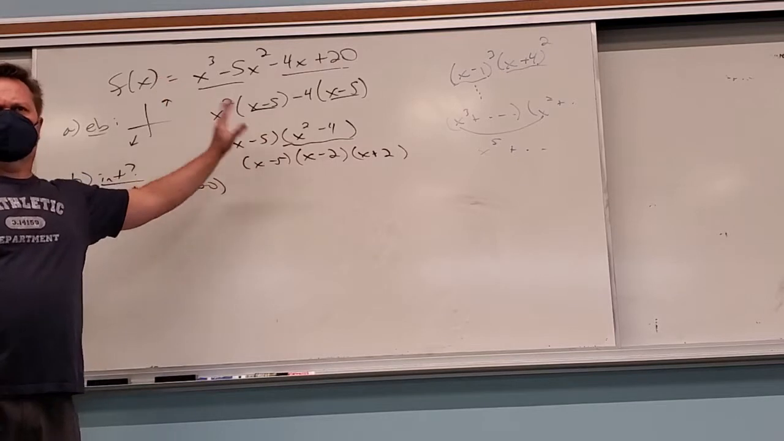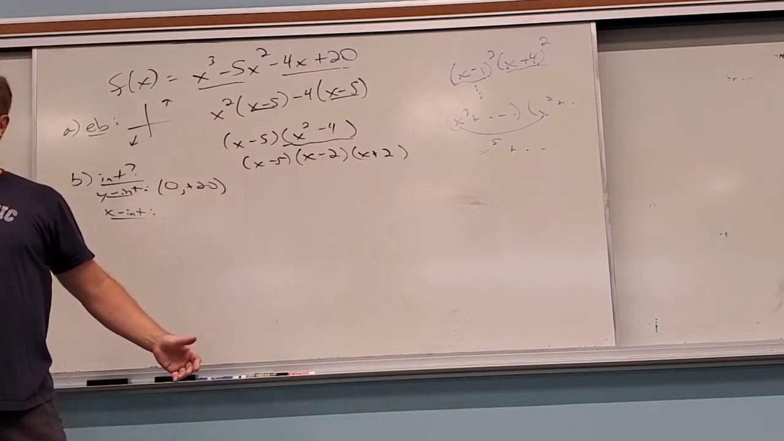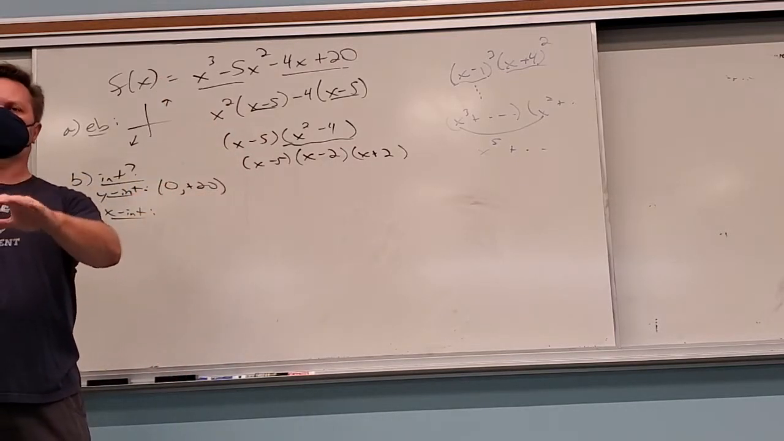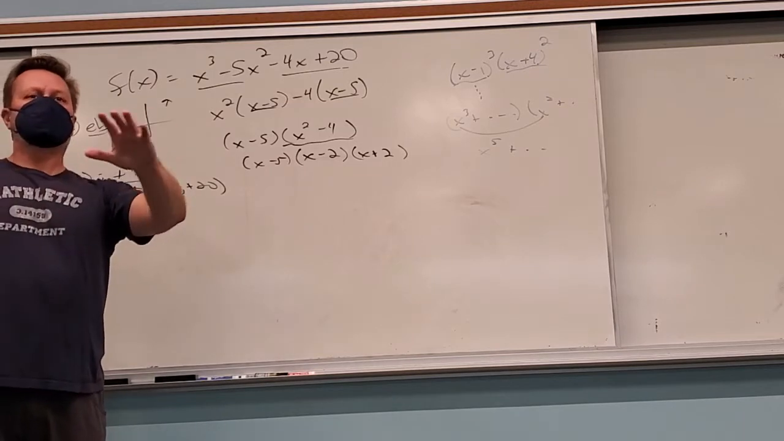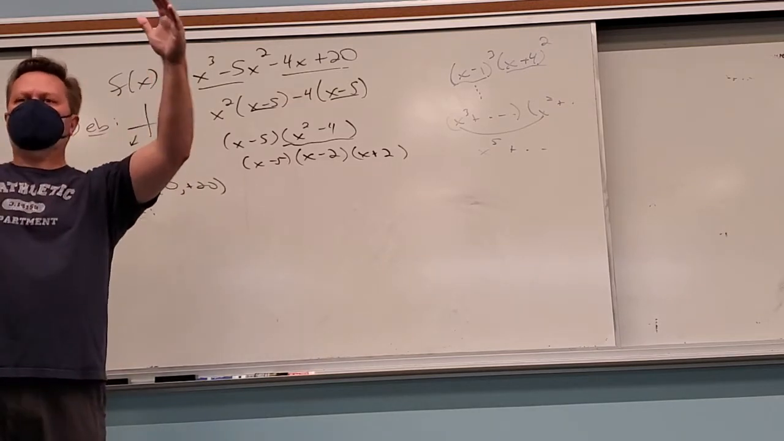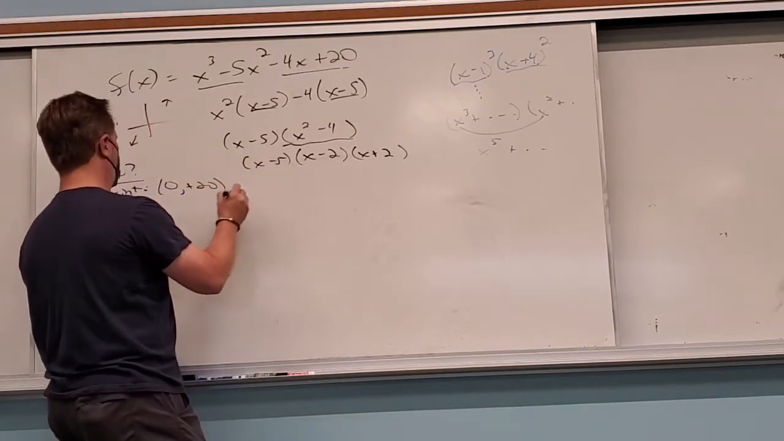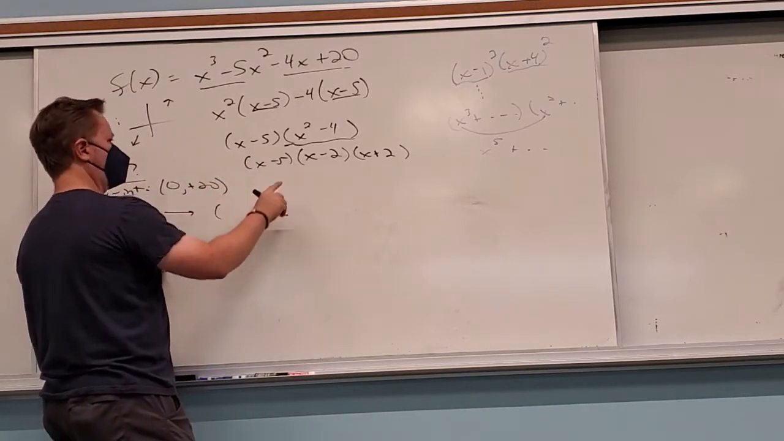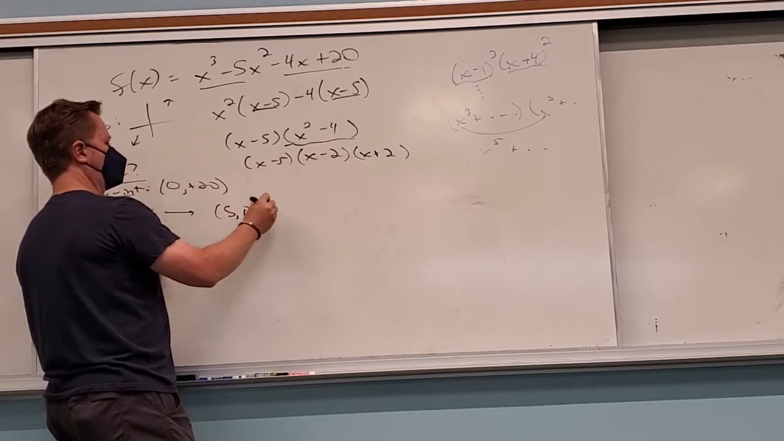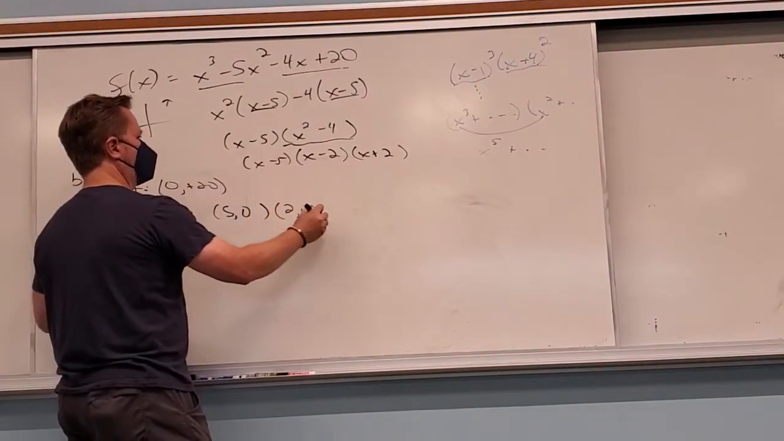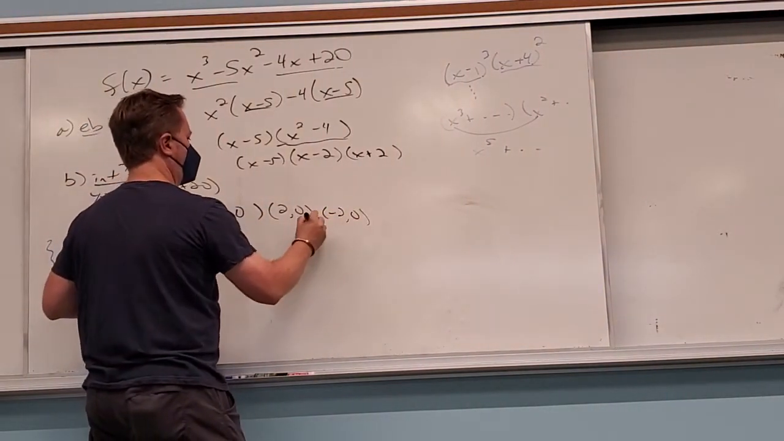And then you do all the normal stuff for this. So the reason I wanted to do this real quick was I wanted to point out how important factoring stuff is, right? Because what are the x-intercepts now? 5, 0, 2, 0, negative 2, 0.